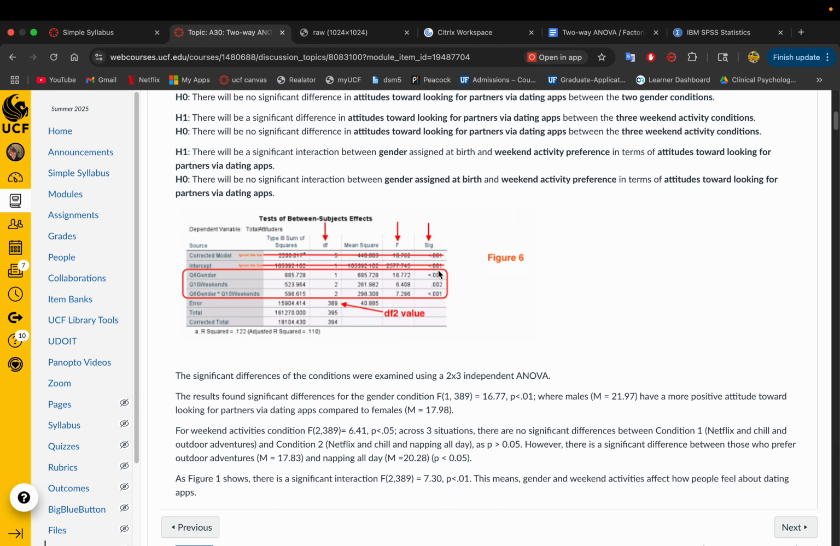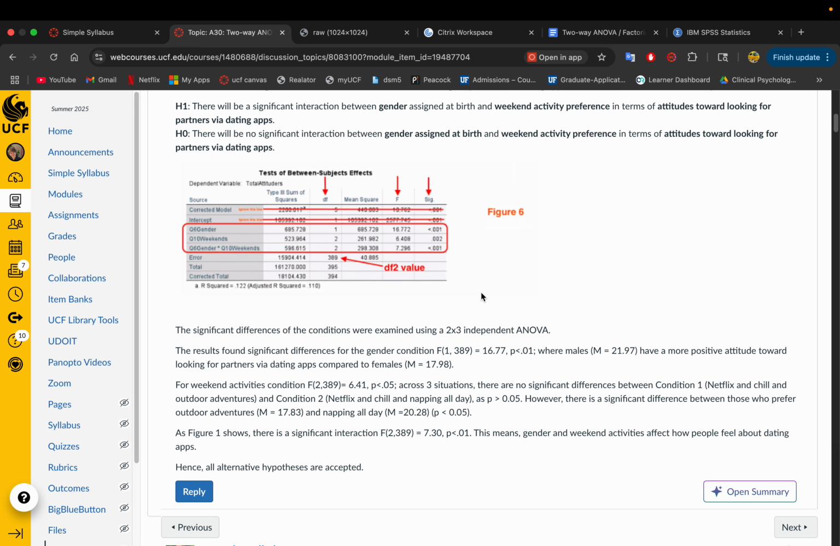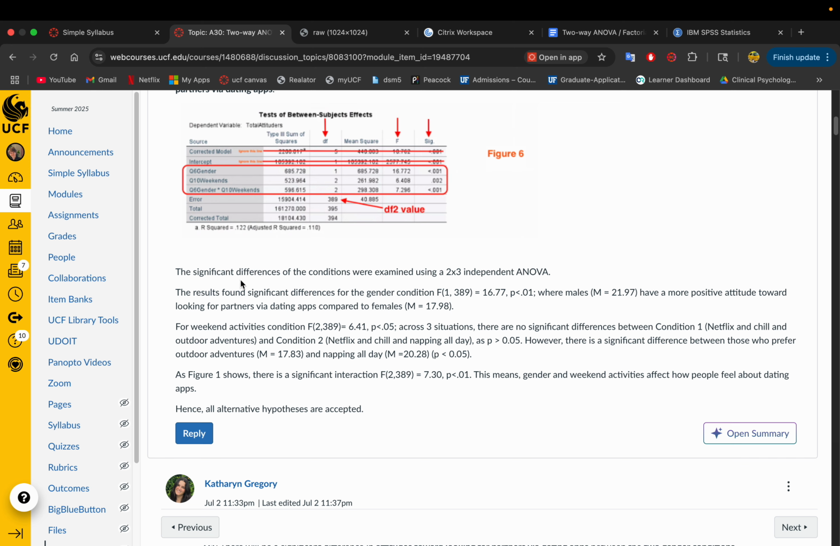We're going to look at this data. The significance is what we need. Since it's less than 0.05, we see that all of this data is significant. So in our report, we're going to write something like this: the significant differences of the conditions were examined using a 2x3 independent ANOVA. That just means 2 factors compared to 3 factors.